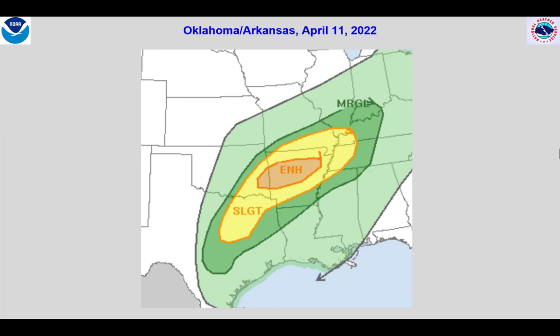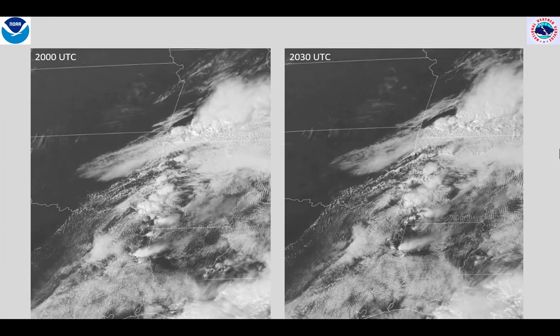The first case we'll review covers Oklahoma and Arkansas on April 11, 2022. On this day, SPC forecasts a slight to enhanced risk of severe storms as shown here. Our focus is on a frontal boundary that we can see on visible satellite imagery across southeastern Oklahoma into northern Texas, separating cumulus clouds from areas with no cumulus. There are elevated non-severe storms over western Arkansas.